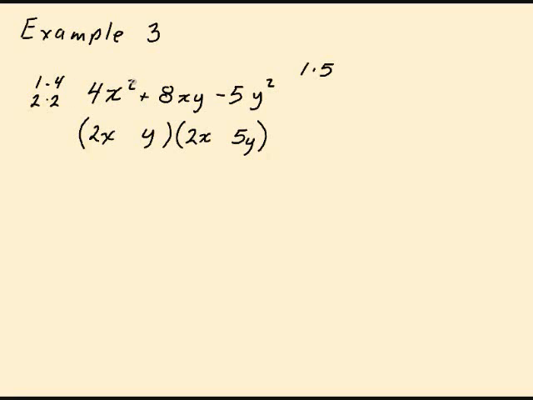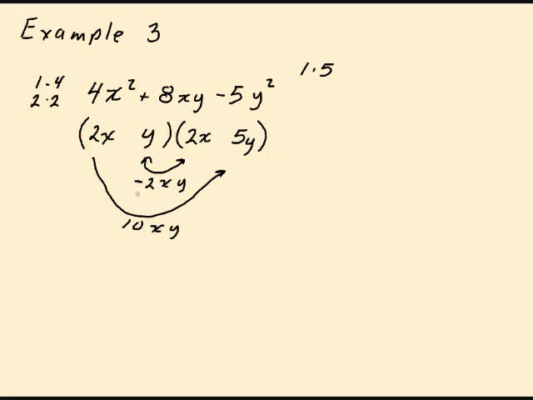2x times 2x is 4x squared. When I multiply these two together, I get 2xy. When I multiply these two together, I get 10xy. Now to get a positive 8 in here, the 10 would have to be positive and the 2 would have to be negative.